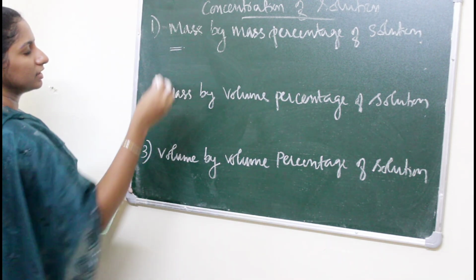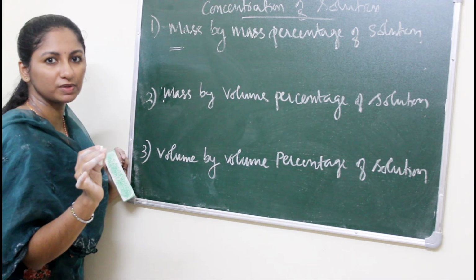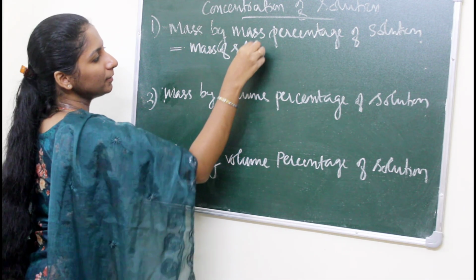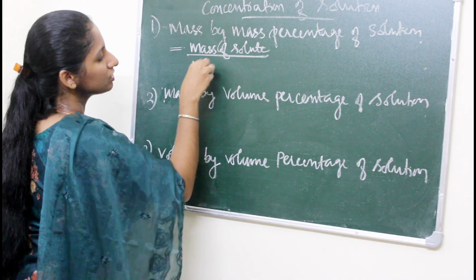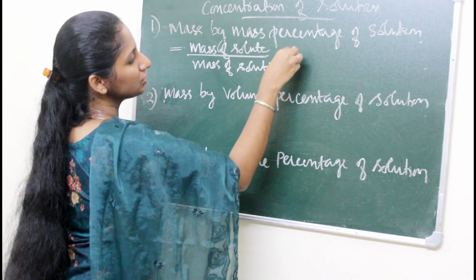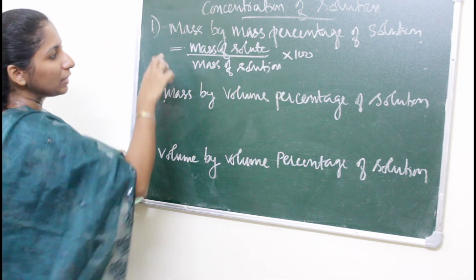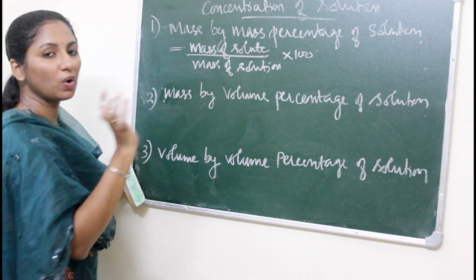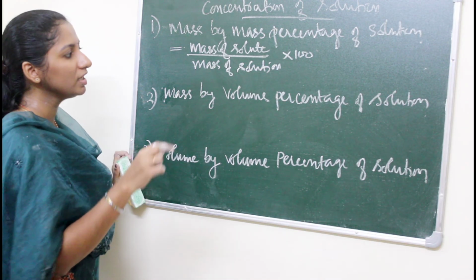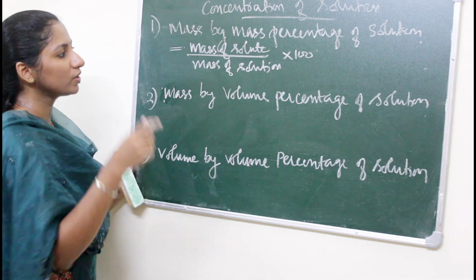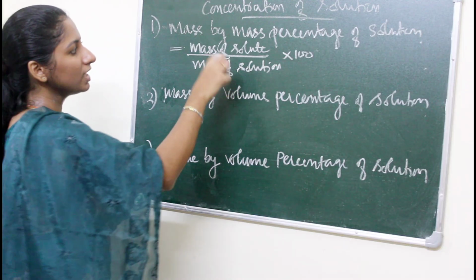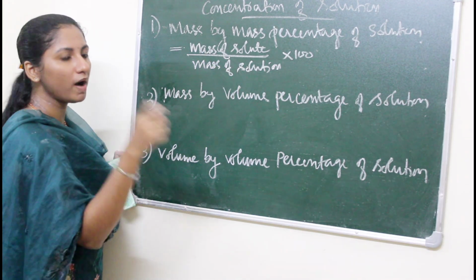So here we can say it like this: mass by mass percentage of solution, right? So mass of solute by mass of solution into 100. This equation can be applied for the solid solution, right? So in that, solute particle is in solid state, solution is in solid state. So in solid solution we can apply this equation: mass by mass percentage of solution, that is mass of solute by mass of solution into 100.